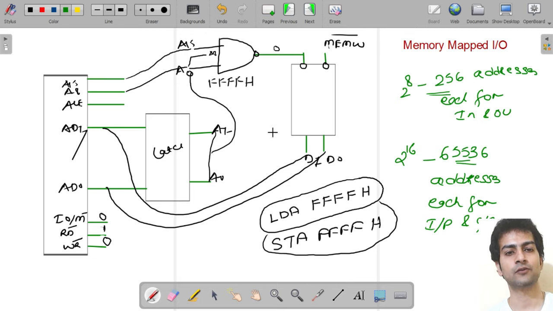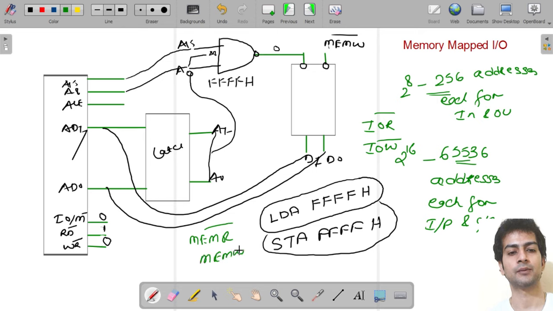Now here we can see one more thing. In peripheral mapped input output, we were using the control signals input output read and input output write. But in memory mapped input output, the control signals we use are memory read and memory write. See, these are all objective questions.